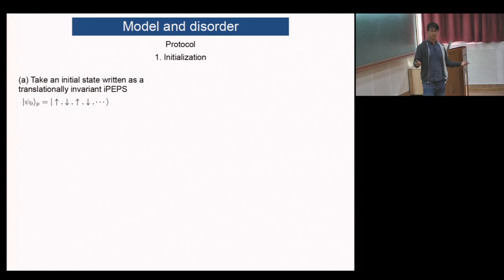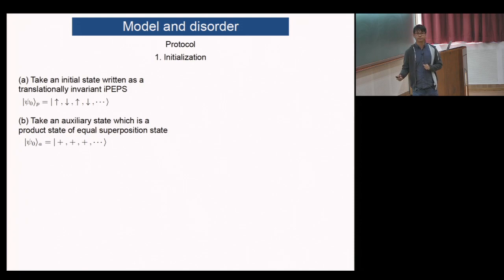There is no entanglement. But now I have to introduce an auxiliary state. This is a product state of equal superposition states. So I introduce a new state, which I call phi A, and it's still a product state, but they're all in equal superposition states. If the local dimension of the auxiliary state is 2, you can consider plus to be an equal superposition of 0 and 1, right? So I introduce two states: the physical state, where I will be studying the dynamics, and an auxiliary state. And then, third, I take their tensor product.